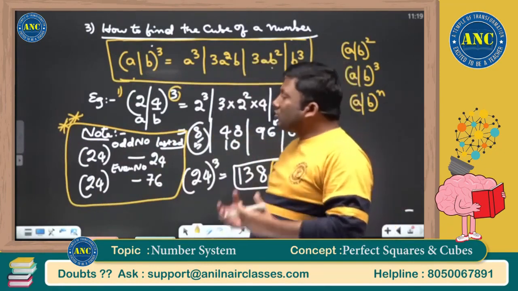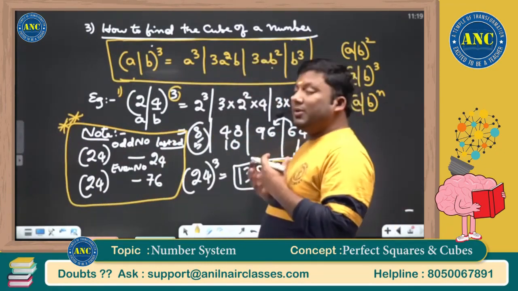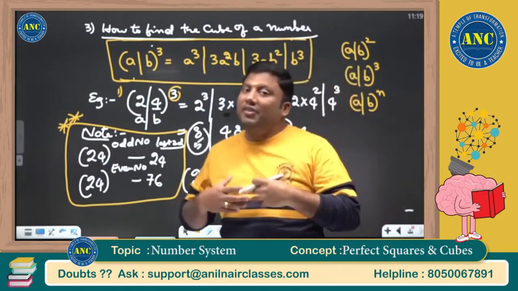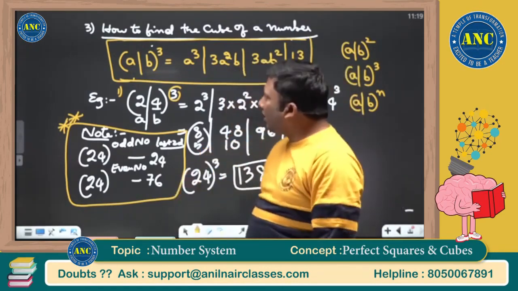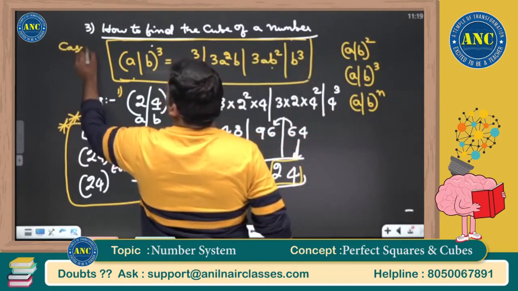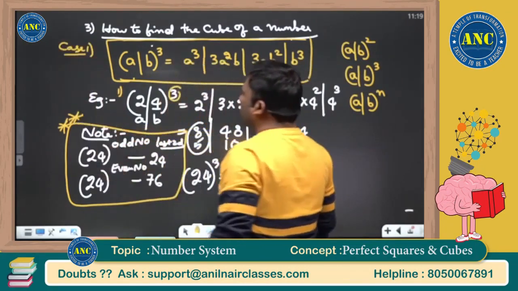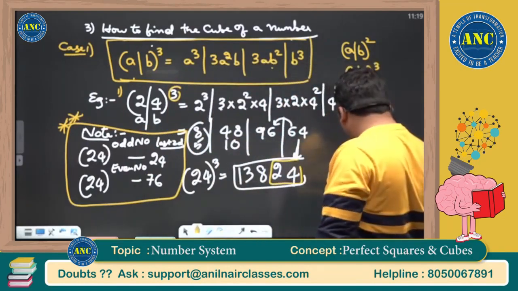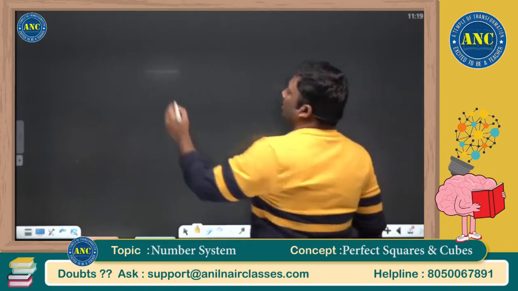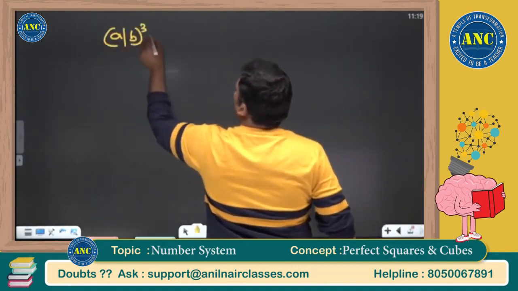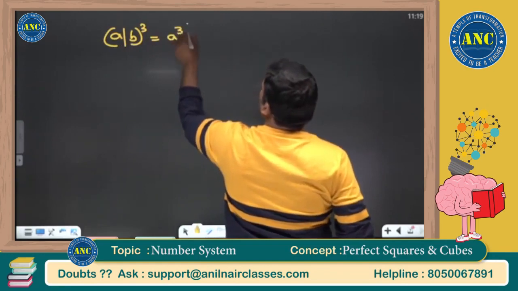Now here, a student might ask, sir, don't you think this method will be difficult if it is 98 whole cube or 1002 whole cube? That method also we will discuss. Now, in third concept, this is case 1. We will also do case number 2. I hope it is clear. Now let me do one more example. The more and more examples you solve, a CAT problem looks like a very, very easy problem.